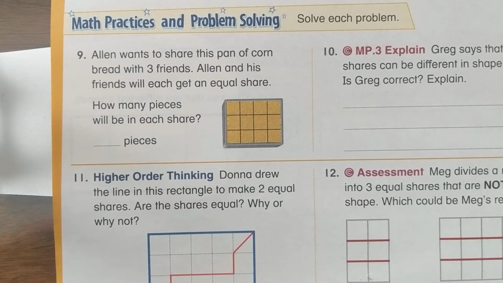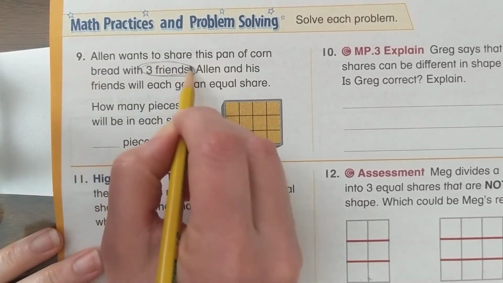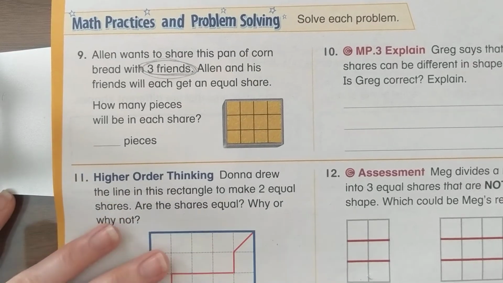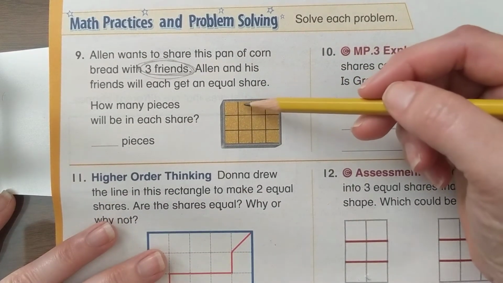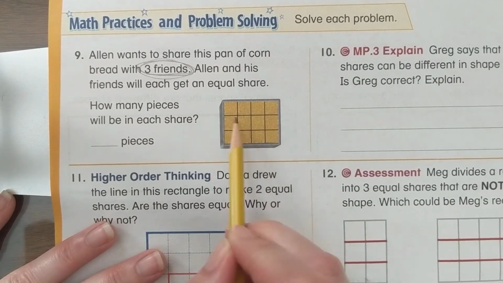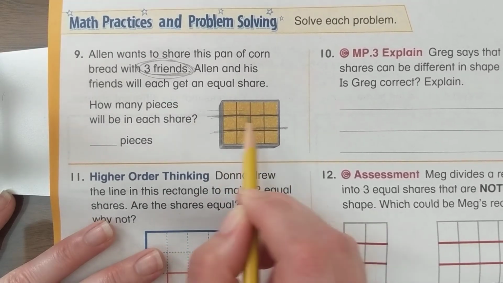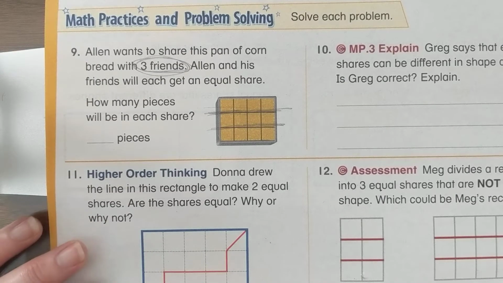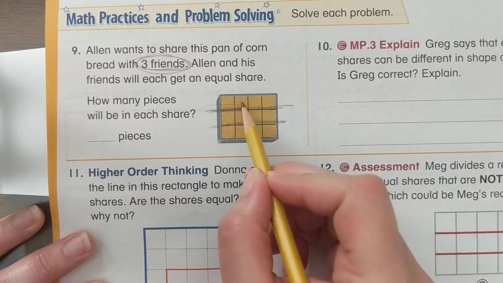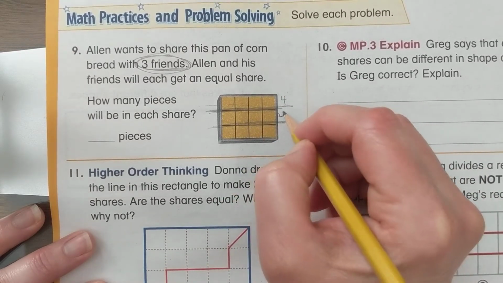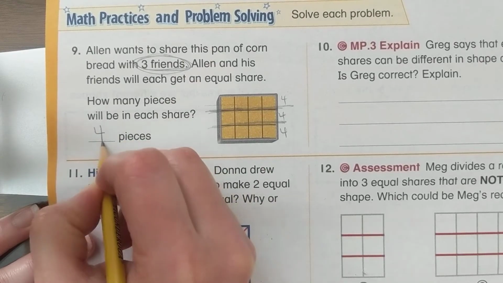Okay, back side. Alan wants to share his pan of cornbread with 3 friends. Alan and his friends will each get an equal share. How many pieces will be in each share? So I have 3 friends. I need to draw 2 lines to make the equal shares. I can't really go this way to make 2 easily between these squares, but I can draw 2 lines this direction easily. So let's do it this way. 1, 2. And how many pieces will each friend get? Let's count. 1, 2, 3, 4. It looks like each friend is getting 4 pieces.